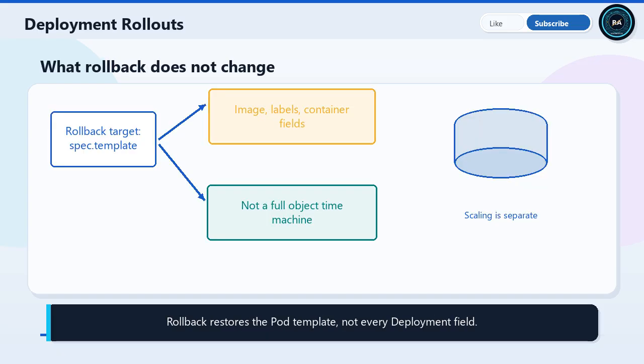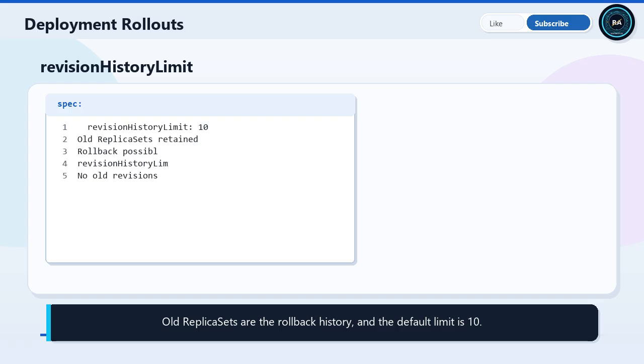Rollback restores the pod template from the selected revision. It does not mean every deployment field rewinds. Scaling changes, for example, are separate from rollout revisions. RevisionHistoryLimit controls how many old ReplicaSets are retained for rollback. The default is 10. If you set it to 0, you remove rollback history after cleanup.